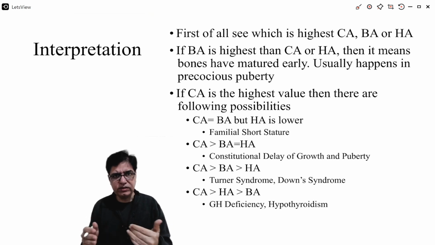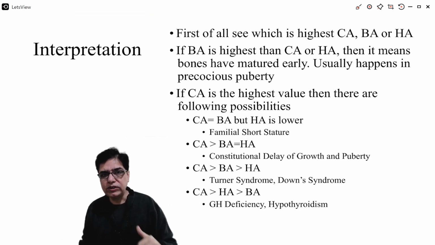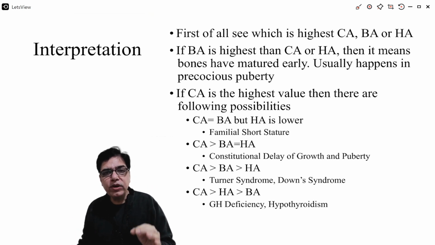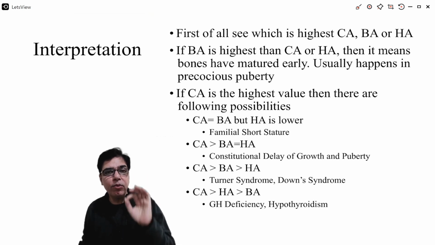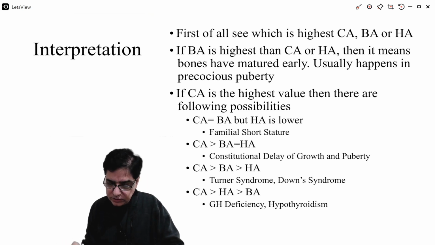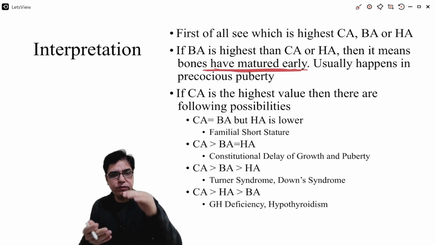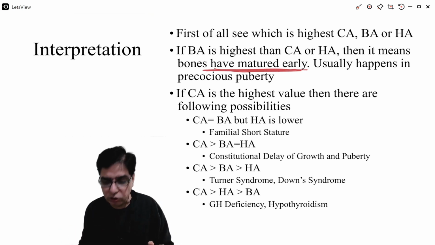Now, there's a discrepancy. So we see here which one is the highest. Here, the chronological age is highest. Okay. But let's say you find that the bone age is the highest value of all the three. If the bone age is highest of all the three, then it simply means that the bones have matured early. It simply means that the bones have fused very early, and because they've fused early, there is no potential in them to grow further. That's why the child is of short stature.